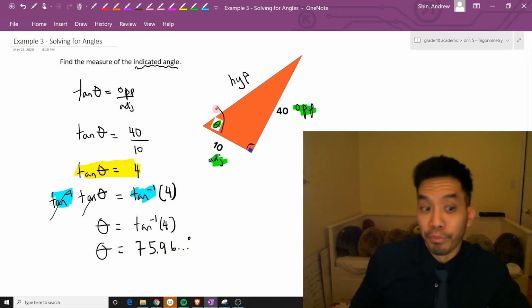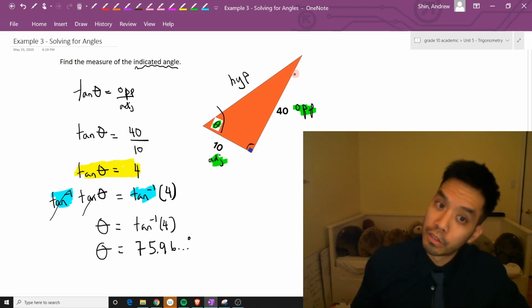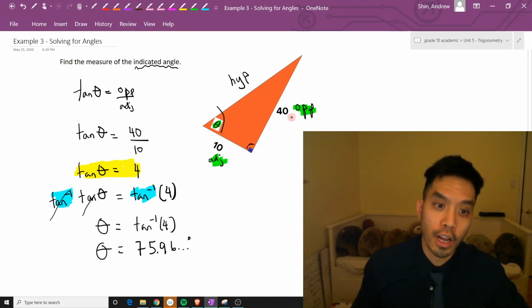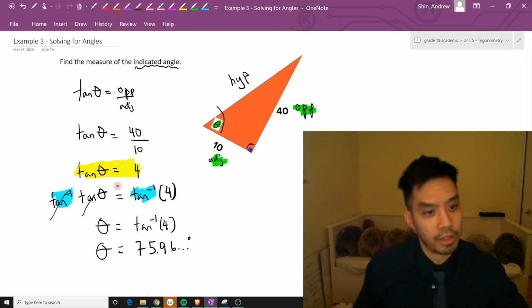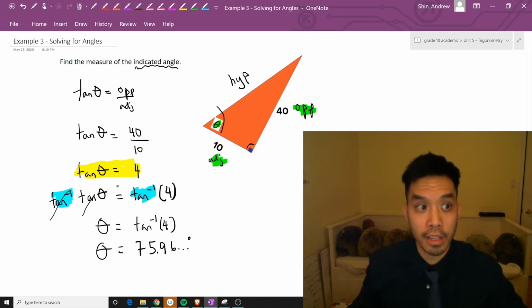So for every 75.96 degree triangle, the opposite is 4 times bigger than the adjacent. That's what this found. Okay, so that is example number 3.